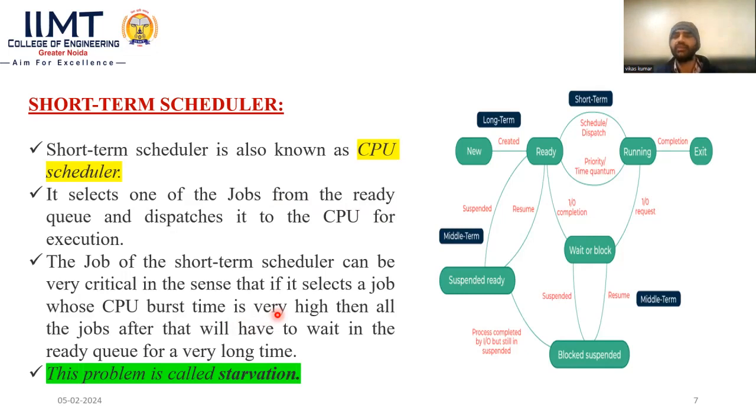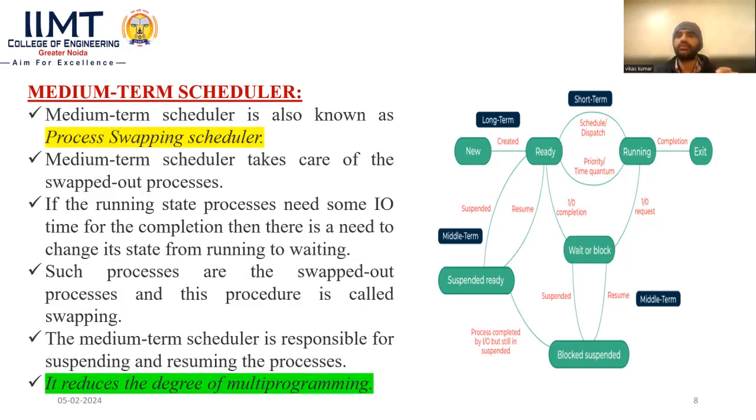Okay, this is the working of the short term scheduler. It is working between the ready to running state. The job of the short term scheduler can be very critical, because if we select a job whose CPU burst time is very high, then all the jobs after that have to wait for a long time. It is the scheduler that will take the process that will go for running in the CPU.